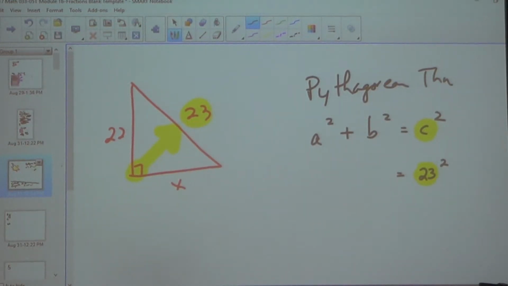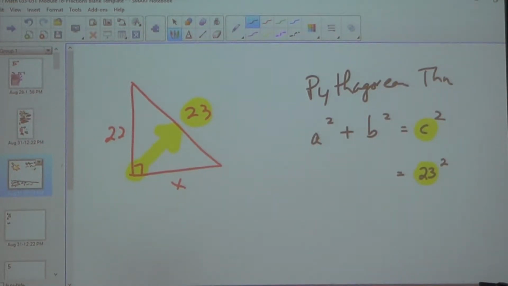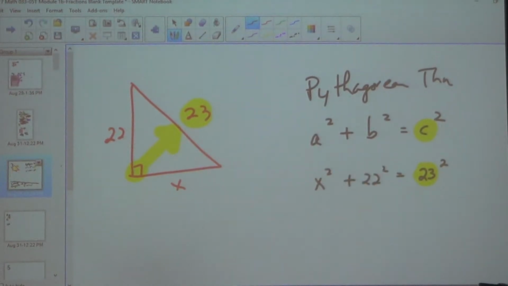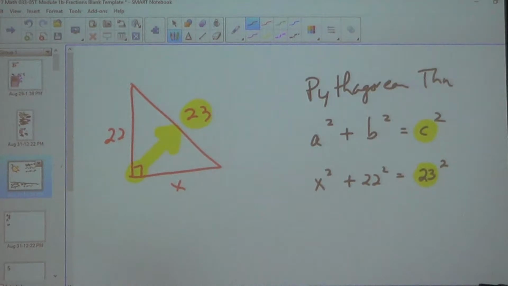Your A and B, I don't care which one you call what. So my A, I'm going to call X. My B, I'm going to call 22. But my C has to be 23. I go to my calculator.